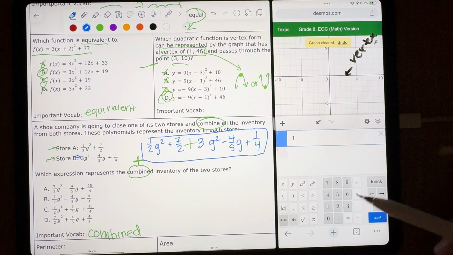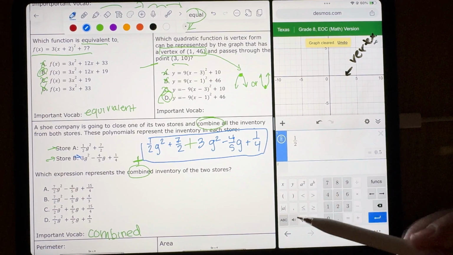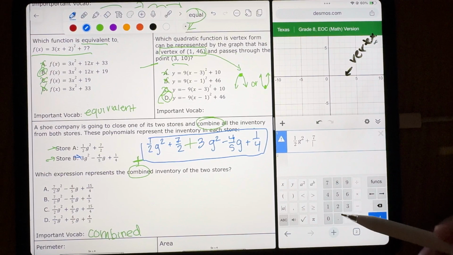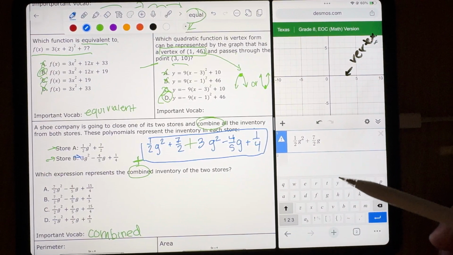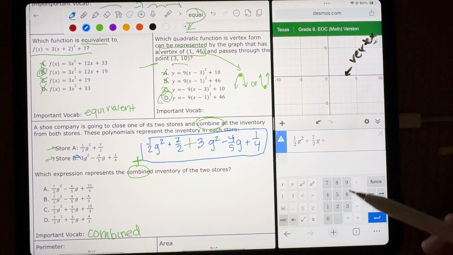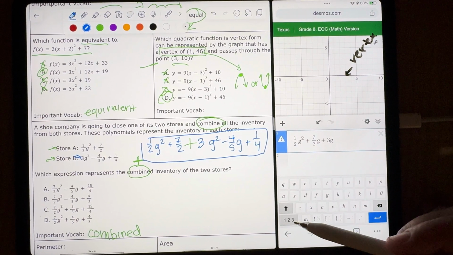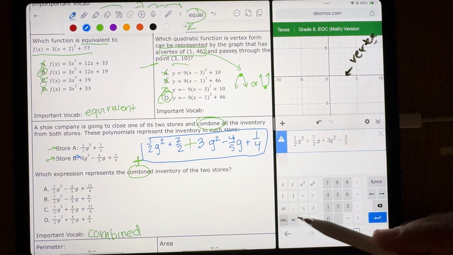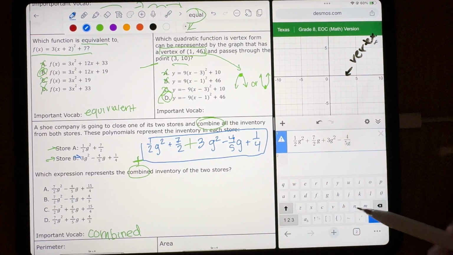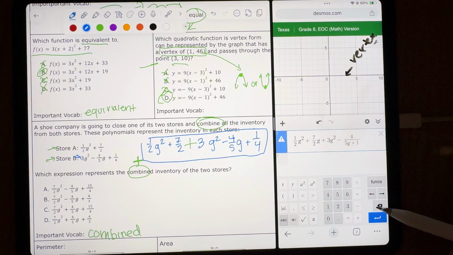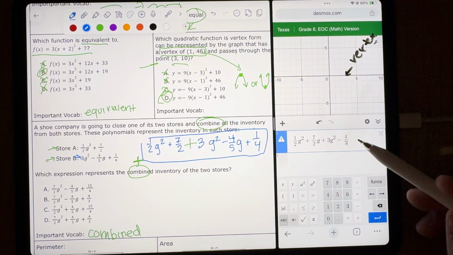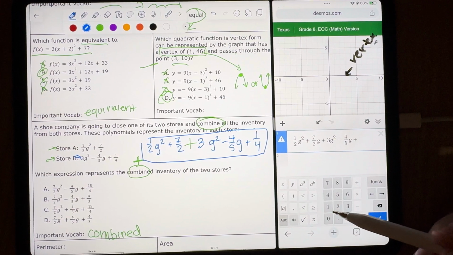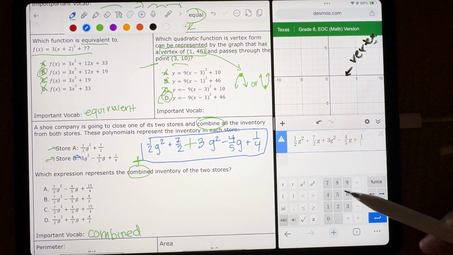Okay, I have 1/2 g squared plus 7 over 2 g plus 3g squared minus 4 over 5 g plus, my bad, g plus 1 over 4.